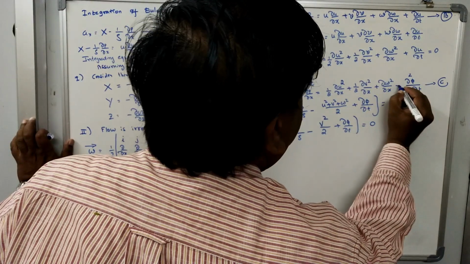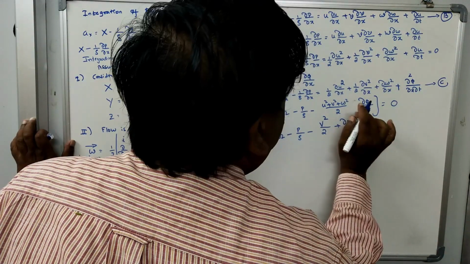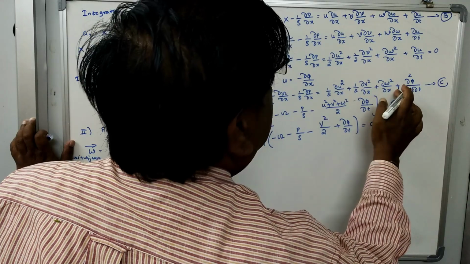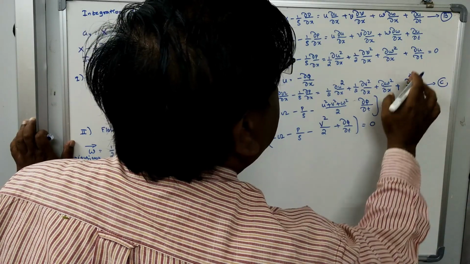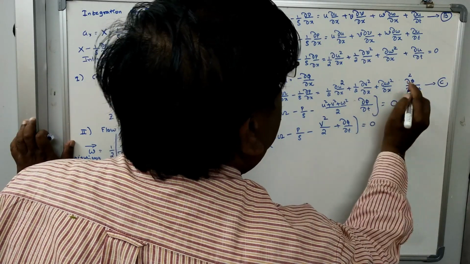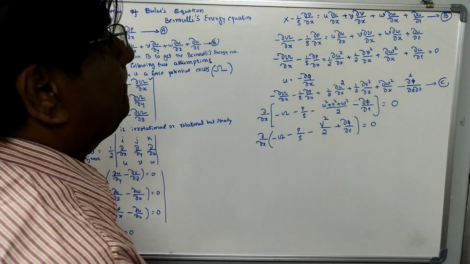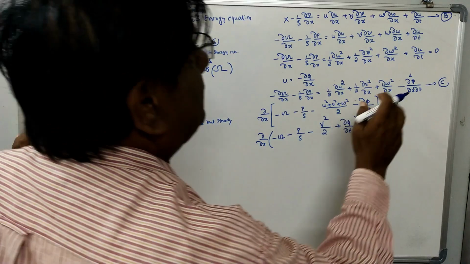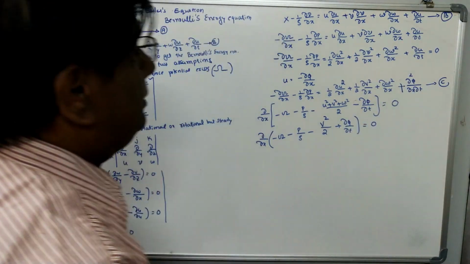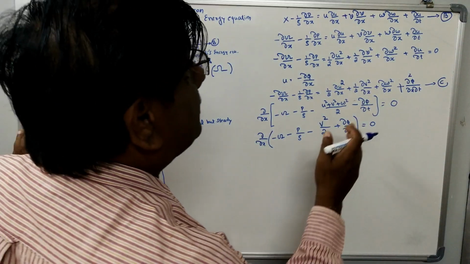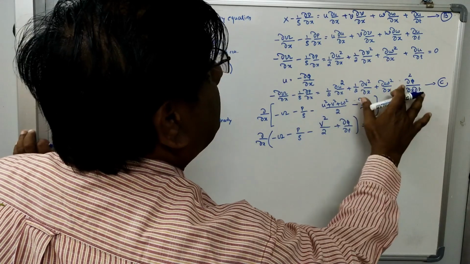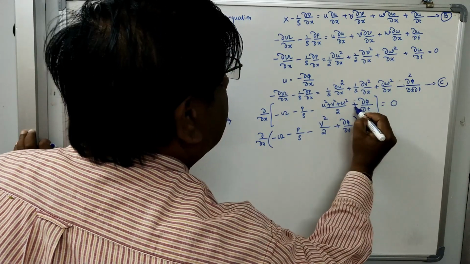So this is minus, means this is plus. So this is ∂u/∂t. So minus, so this is also minus. So this time here it is plus. Okay. So I am taking this is minus, this is plus.